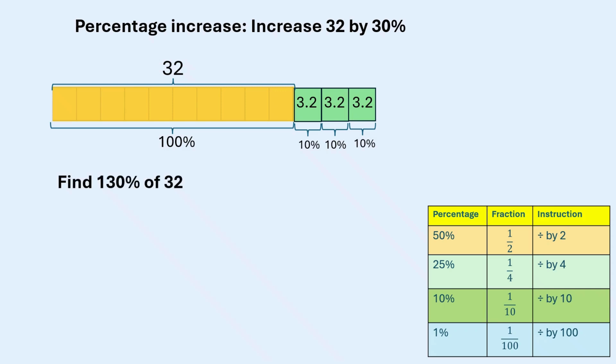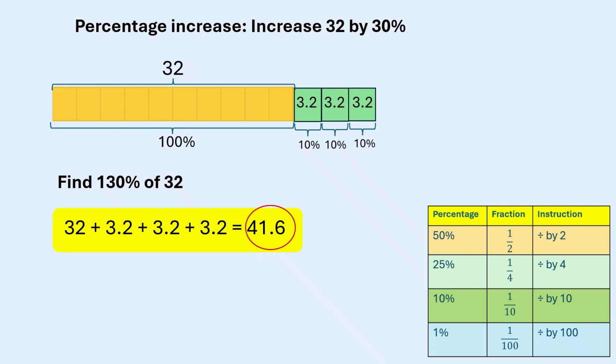Another way of thinking about this is it's 130% of 32. So we're starting out with 100%, and then we're adding something extra on. So the answer is going to be bigger than 32. So I now just need to add all those things together. So I've got my 32, and then I'm going to add 3.2, 3.2, another 3.2, and that gives me 41.6. Or I could also think of it as 32, add 3 lots of 3.2, which gives me 41.6, and that is how we do a percentage increase.